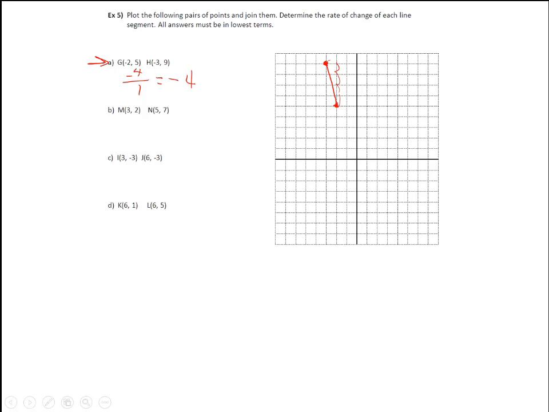So you count how many squares you went over and then how many squares you went down or up. If you go down, it's negative. If you go up, it's positive.